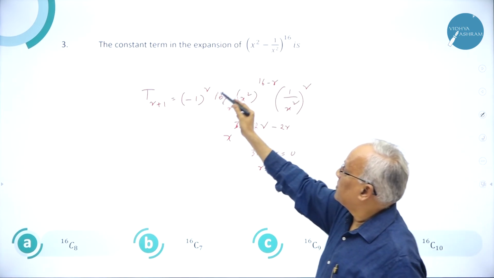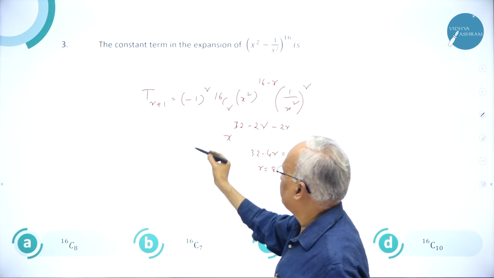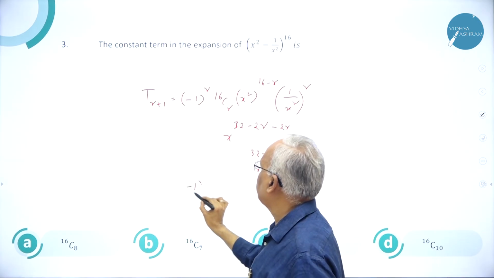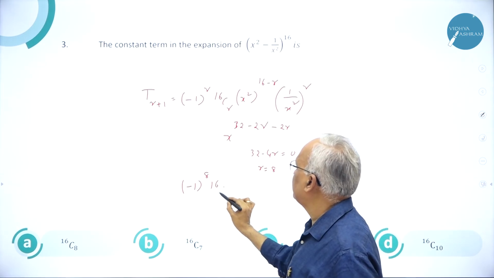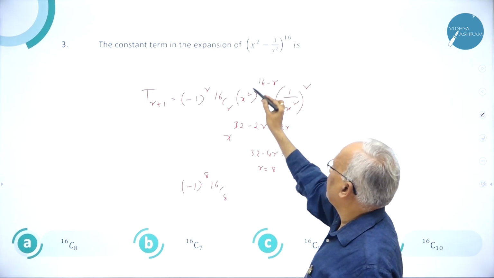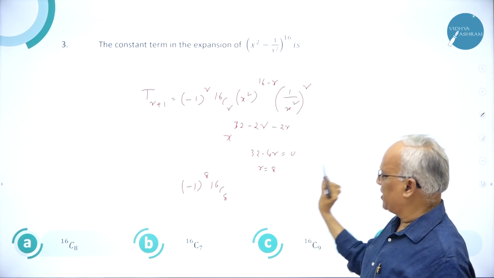Now you write the term independent of x or constant term. The required term is minus 1 to the power 8, r is 8, into 16C8, and don't write anything here because it contains only x. So you can ignore that.